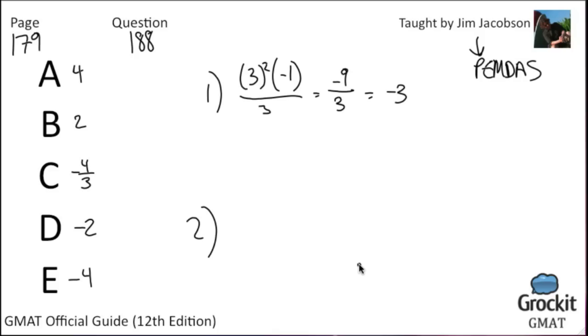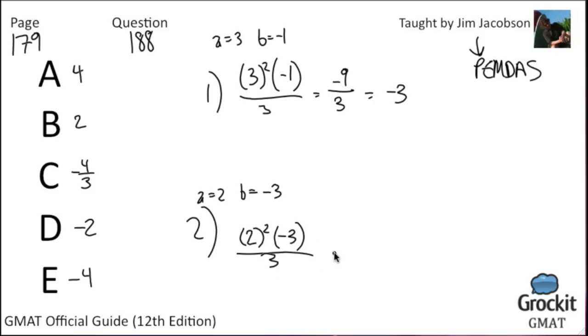That value now represents b in our second time. So in the first one, a equaled 3 and b equaled -1. In the second one, a equals 2 and b equals -3. So a squared gives us 2 squared times b, which is -3, all over 3. 2 squared is 4. 4 times -3 is -12.